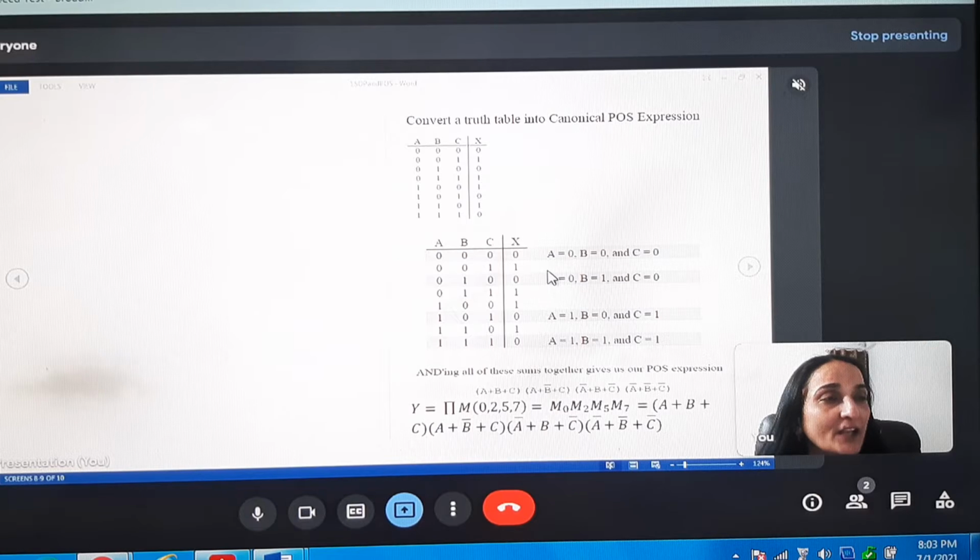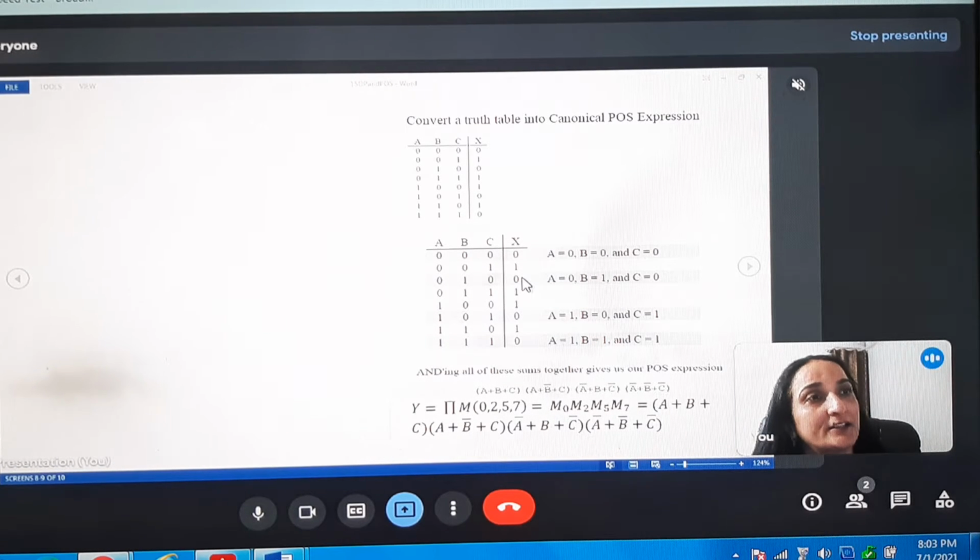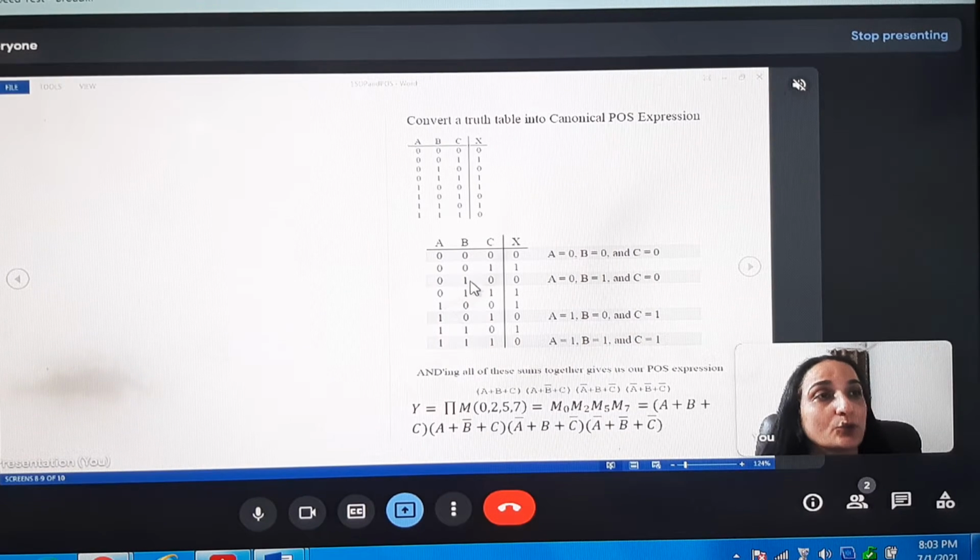Now we will identify another row, which is the 2nd row, and write the sum term for this row. The value of the variable A is 0, it will be written as it is. As the value of the variable B is 1, it will be written in complemented form in a max term. So we will write A plus B bar, we will put a bar over the variable B, plus C as it is, because its value is 0.